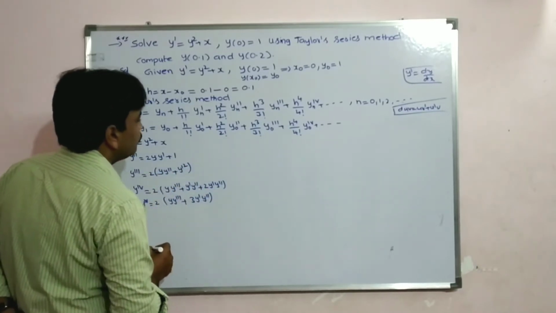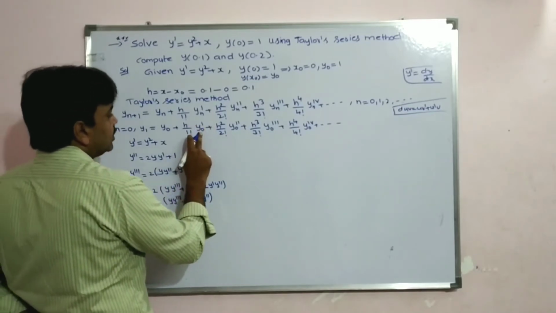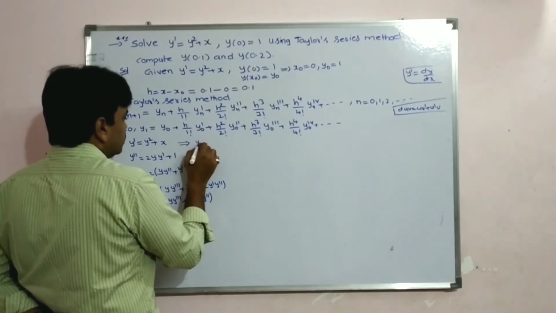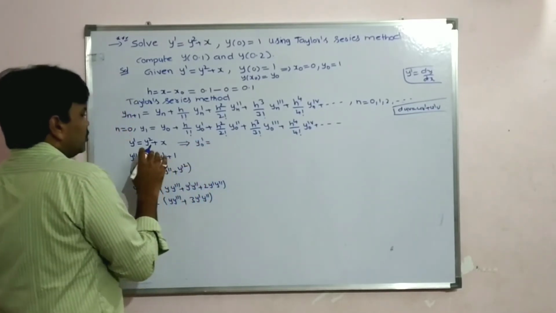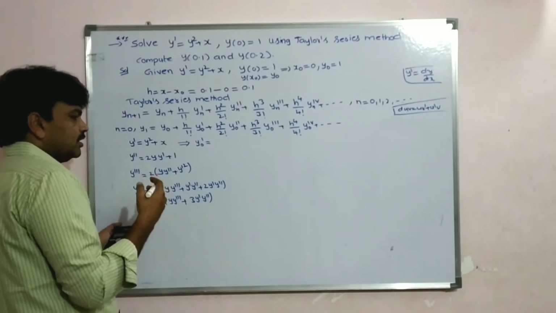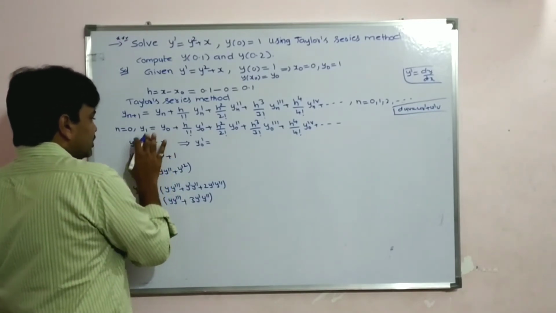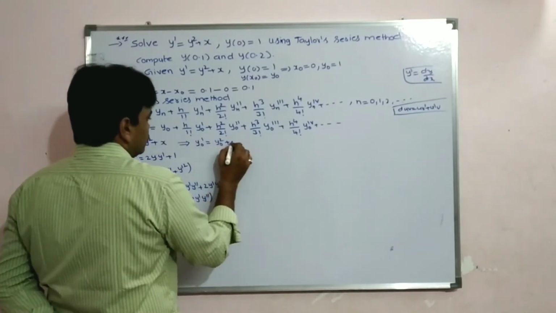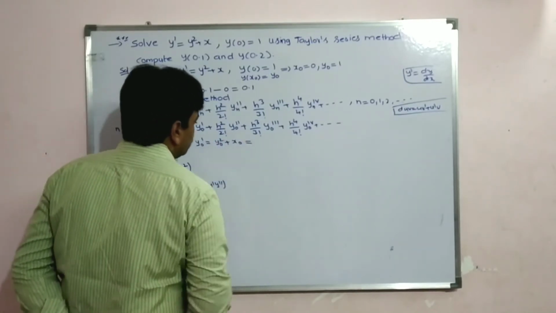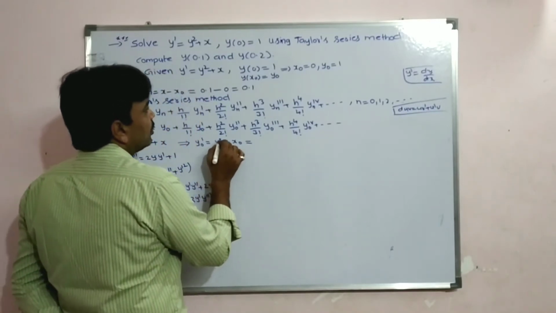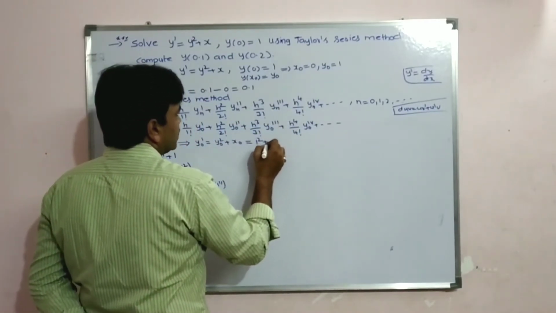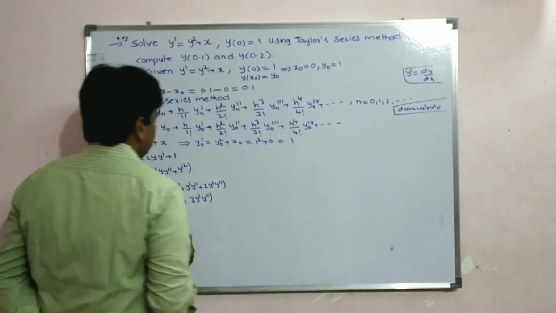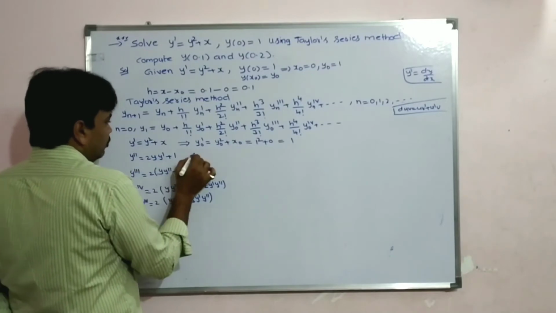Now see, students, I want to find y naught dash. Whenever you observe x and y, you substitute x naught and y naught, students. So y naught dash is y naught square plus x naught, that is 1 square plus 0. That is equal to 1. The value is 1.